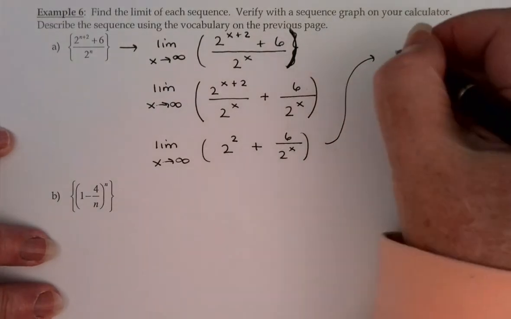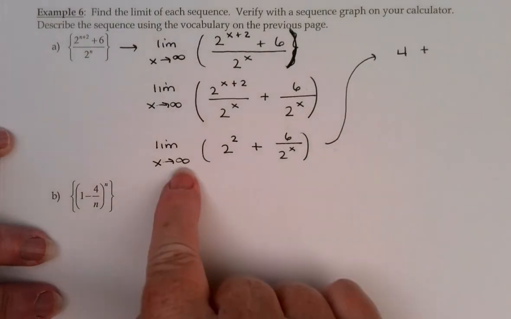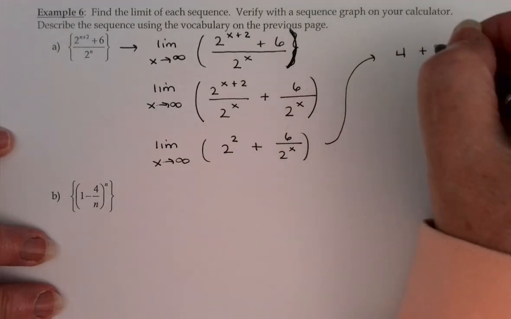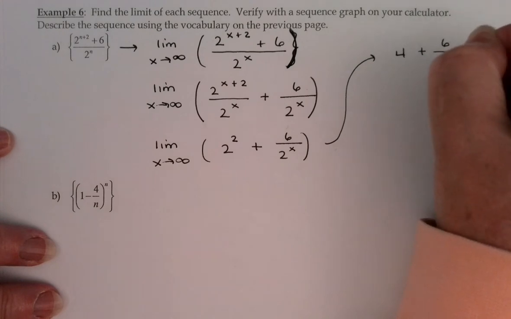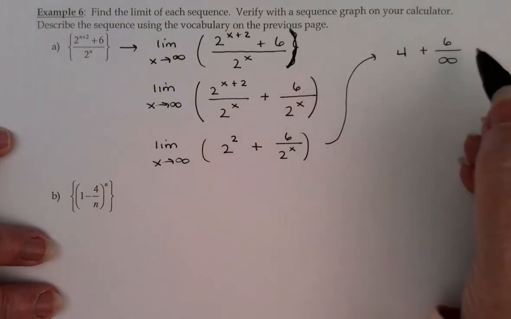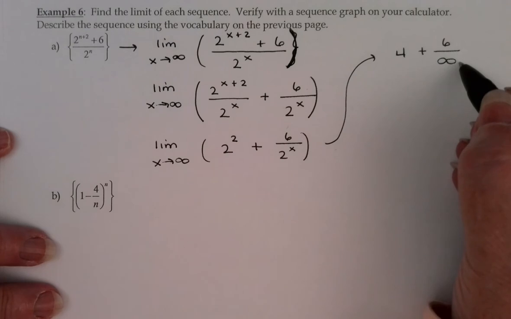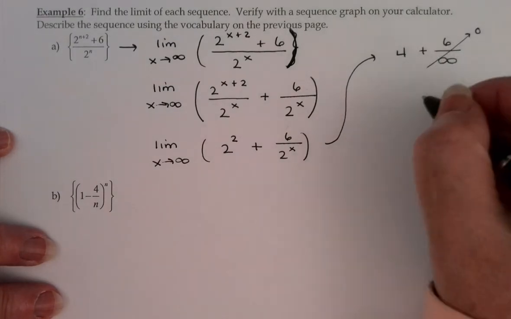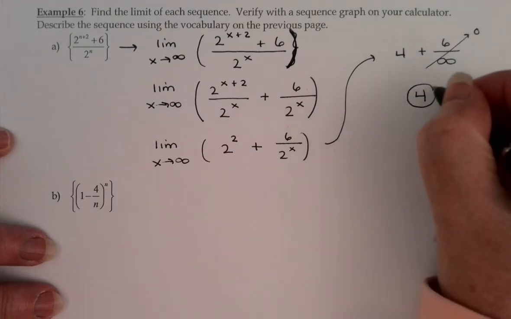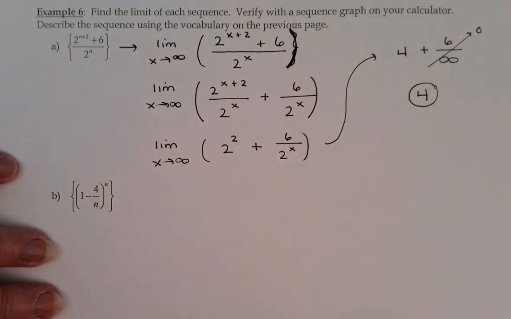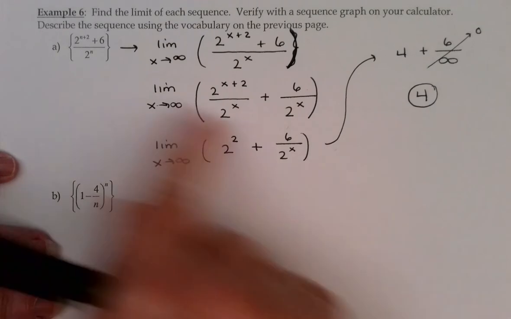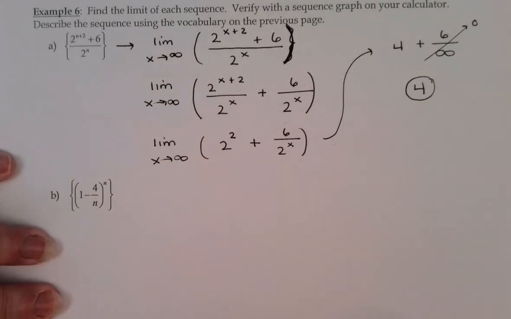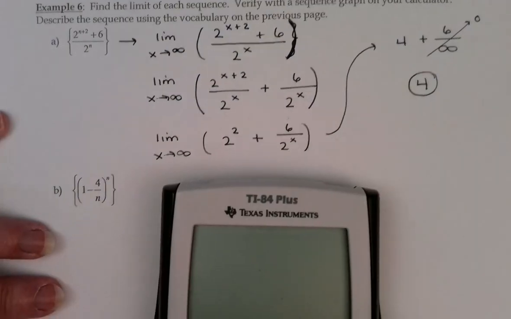Two squared, of course, is 4, and as x becomes infinitely large, 2 to an infinitely large power is going to become infinitely large. And of course, a fraction, a constant value over infinity, is going to go to 0. So I'm just going to end up with 4 plus 0, or 4. Okay? That is not only the limit of the function, it's also the limit of the sequence. So let's see if we can see that graphically.